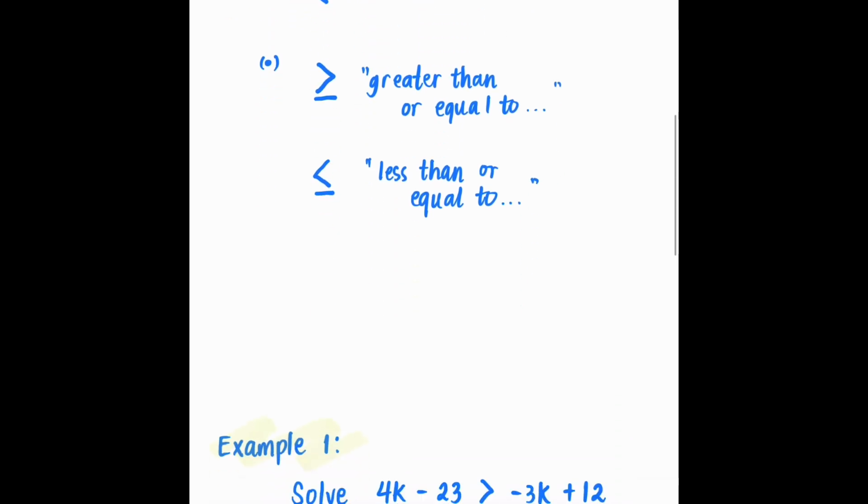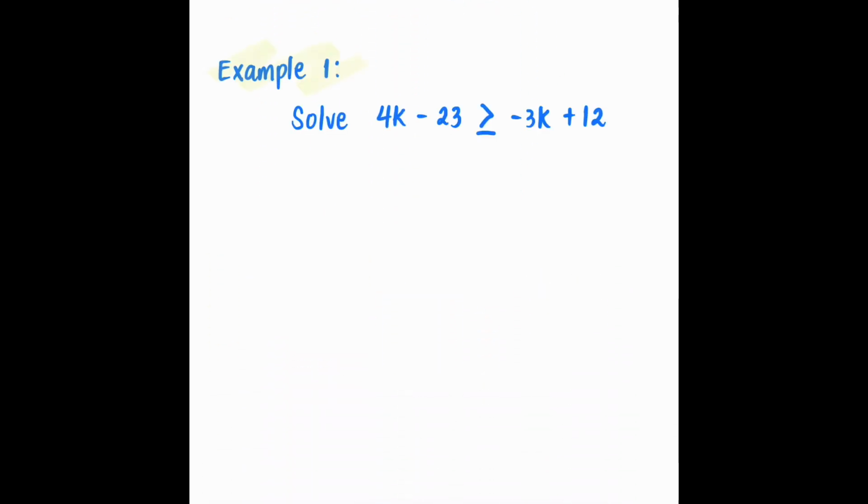Let's take a look at example 1. Solve the given inequality 4k minus 23 greater than or equal to negative 3k plus 12. So first, the variable that's present in the inequality is k. So let me tell you that the variable can vary. So any letters in the alphabet can be used as variable.